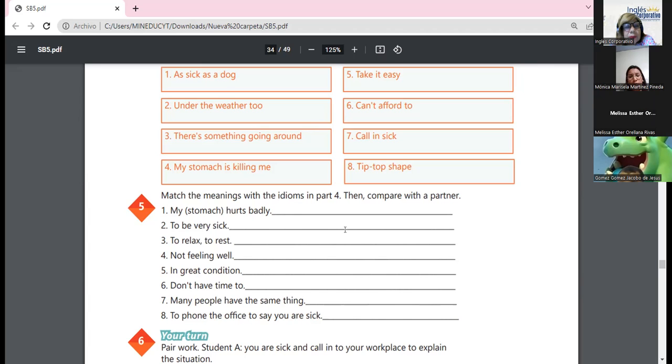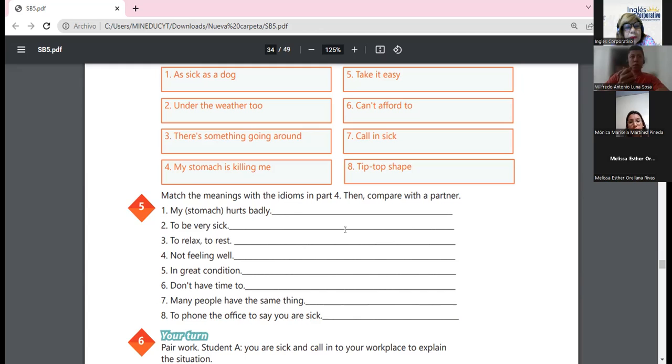Maybe as sick as a dog or under the weather. No, as sick as a dog. My stomach hurts badly. Oh, my stomach is killing me. That is it. Okay, do you understand the exercise? Yes. Okay, so write the idiom according to what you think is the explanation, the definition here. Can you do it?